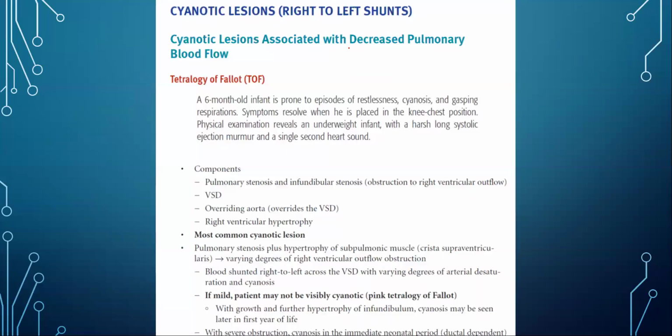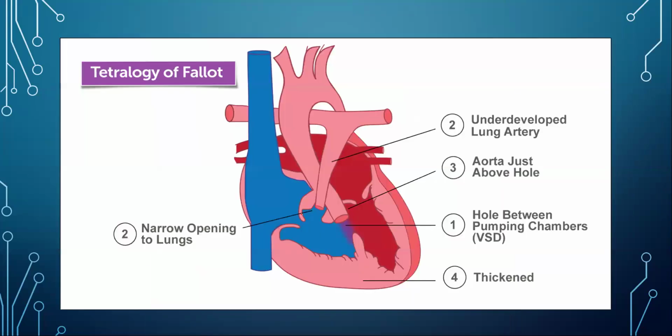So Fallot's tetralogy, you have heard about it, I'm sure. Fallot's tetralogy is one of the commonest causes of cyanotic heart disease in a child. So what happens? Tetralogy, right? So 4 things. For Fallot's tetralogy, the first thing is there will be a VSD. So you can see there is a VSD here. So ventricular septal defect. Just on the top of the VSD, there will be an overriding aorta. So the aorta will be just above this VSD.